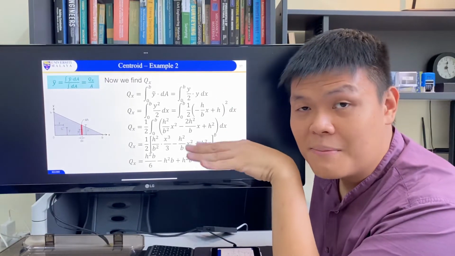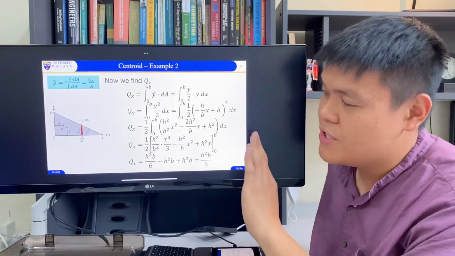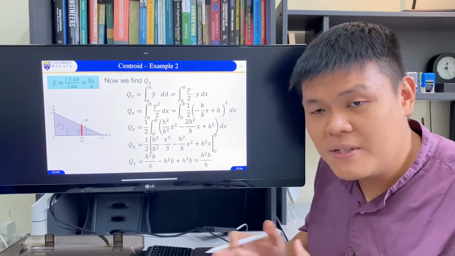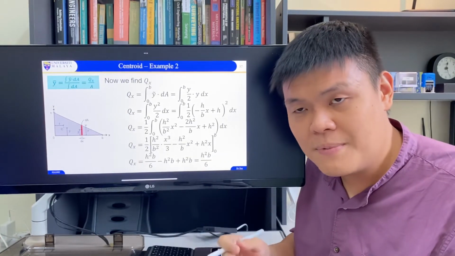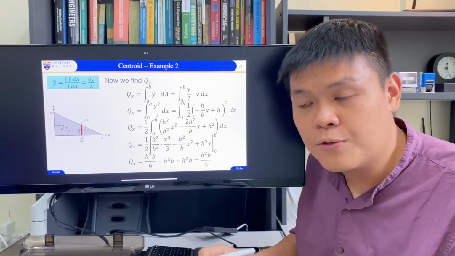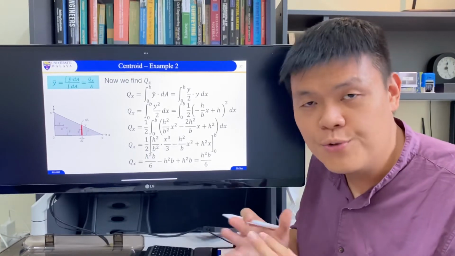Now try to do this step by step. Try not to skip any steps. If you're feeling that you don't get this answer, try to do the steps slowly and try not to skip too many parts. You will eventually get there.